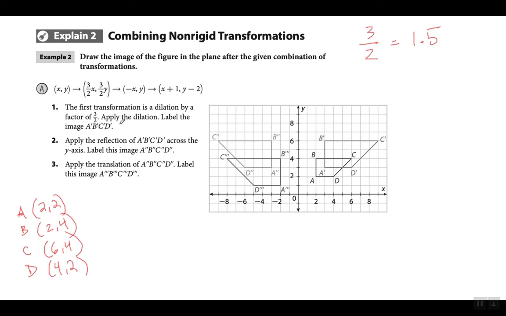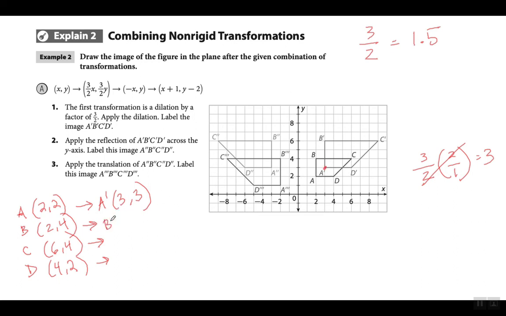Anyways, when I multiply the x and the y coordinates by 3 over 2, they're going to give you easy numbers that'll make it easy to get rid of the fraction. For example, if I multiply 3 over 2 by 2, the 2's cancel out, and that's going to equal 3. So A prime, the coordinates are going to be 3, 3. And we could verify, here's 3, A prime is right here at 3, 3.